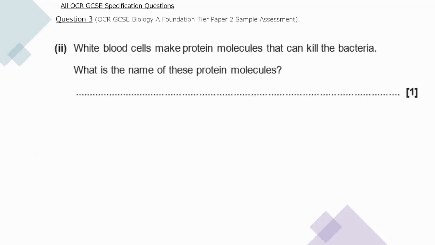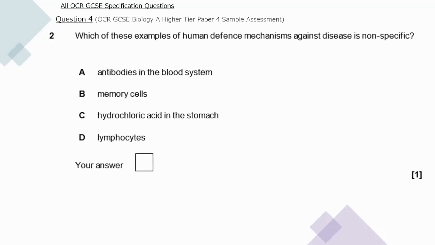Question 3. White blood cells make protein molecules that can kill the bacteria. What is the name of these protein molecules? So we of course know that the protein molecules white blood cells produce are antibodies. Question 4. Which of these examples of human defence mechanisms against disease is non-specific? A. Antibodies in the blood system. B. Memory cells. C. Hydrochloric acid in the stomach.